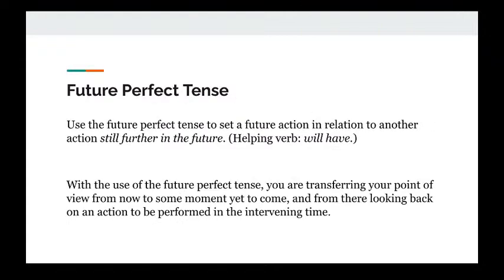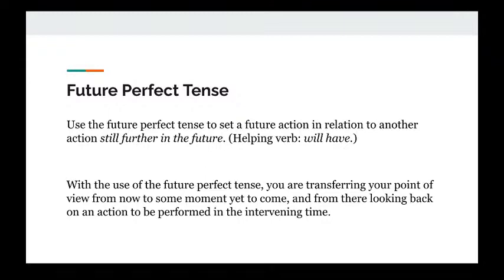And then the last of the tenses that I'm going to be going over is the future perfect tense. So use the future perfect tense to set a future action in relation to another action still further in the future. So the helping verb for the future perfect tense is will have. So with the use of the future perfect tense, you are transferring your point of view from now to some moment yet to come, and from there looking back on an action to be performed in the intervening time.